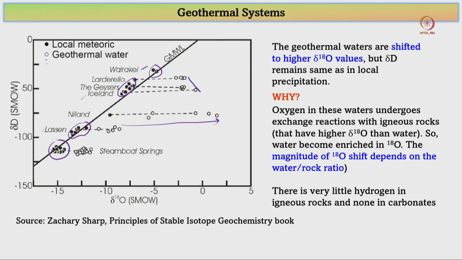And the lack of shift in the hydrogen axis is because igneous rocks or carbonates almost lack any hydrogen. Therefore, in carbonates and igneous rock, due to the absence of hydrogen, there is not any significant exchange between the hydrogen isotopes of water and the interacting minerals and rocks. So, the hydrogen isotopes see no such fractionation or exchange, but the 18 oxygen undergoes a lot of exchange, due to which we see such values for geothermal water as compared to the local meteoric water line.